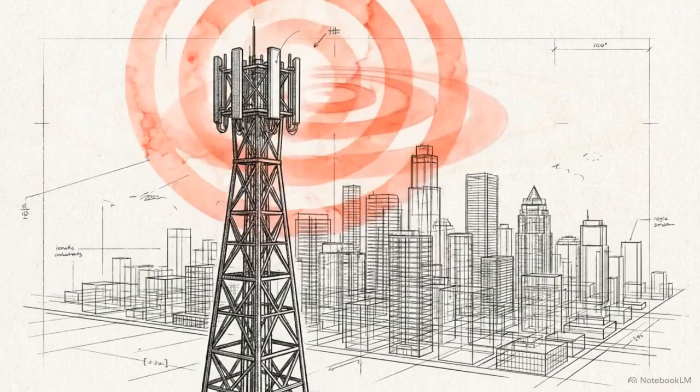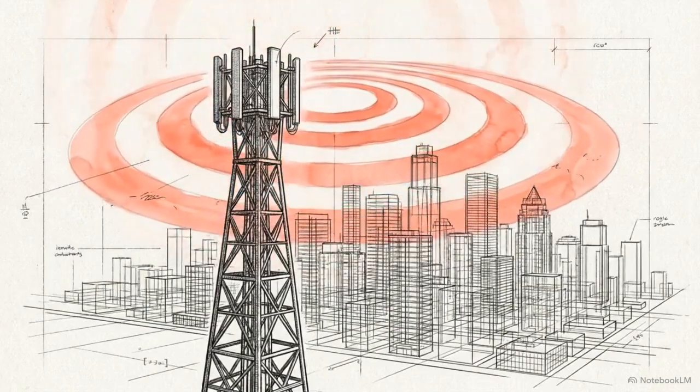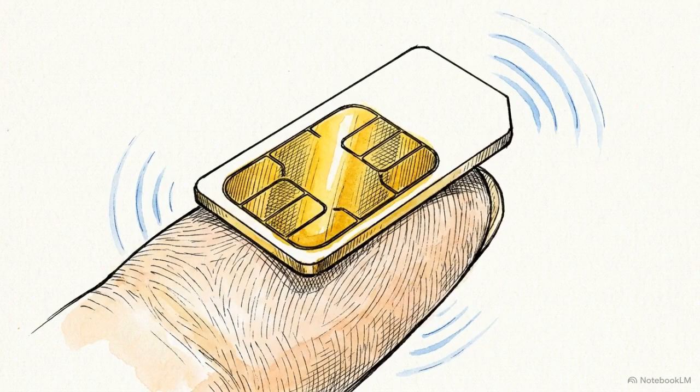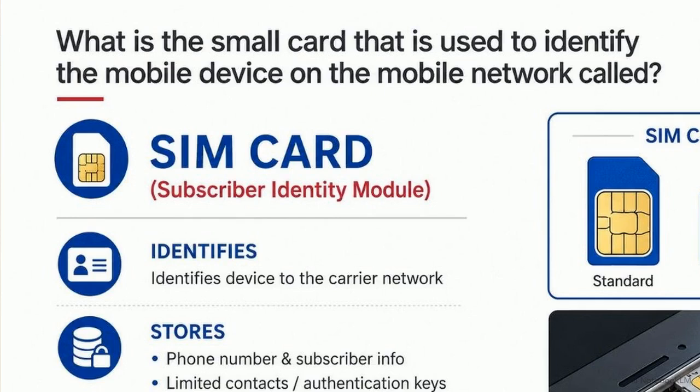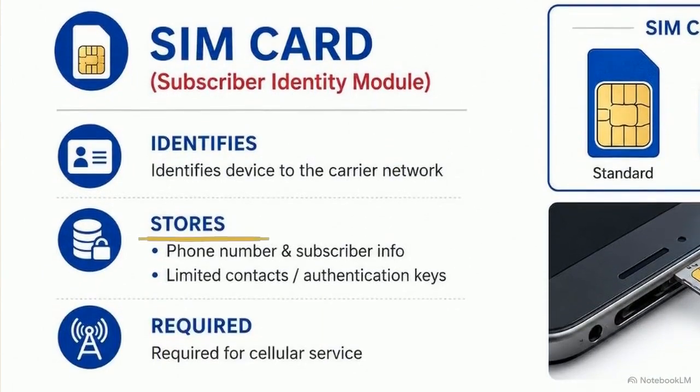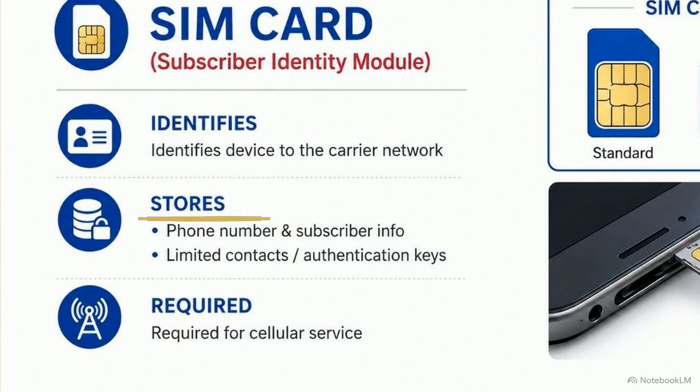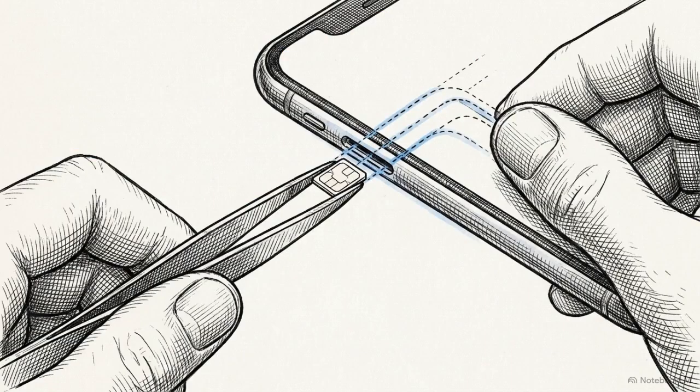Its longest range connection is to the global cellular network. This graphic breaks down the authentication process. To access the cellular network, the hardware requires a subscriber identity module, or SIM card. This chip identifies the specific device to the carrier and proves it is authorized to consume bandwidth. The chip stores the phone number, subscriber data, and the unique encrypted credentials required to establish a secure link with the tower.